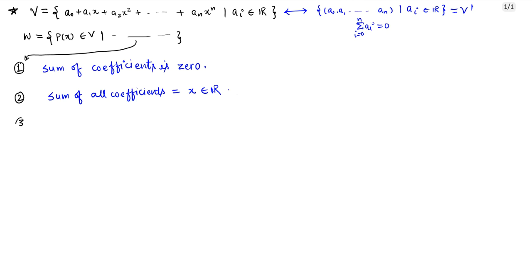Now next one, subspace of V. This is subspace or not? Sum of all coefficients must be zero. This is condition for subspace or not? True or false? This is subspace.